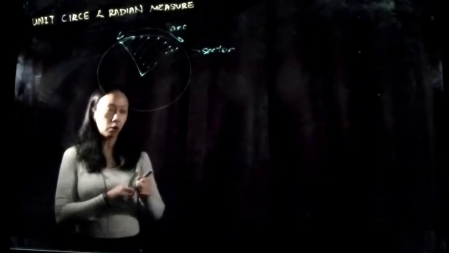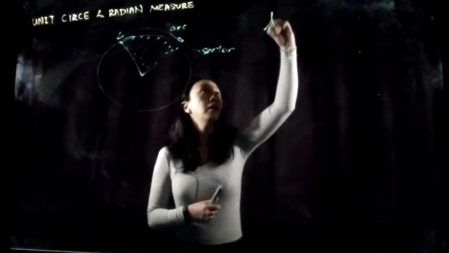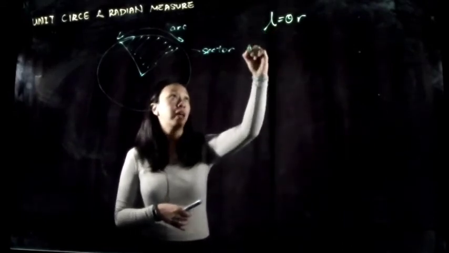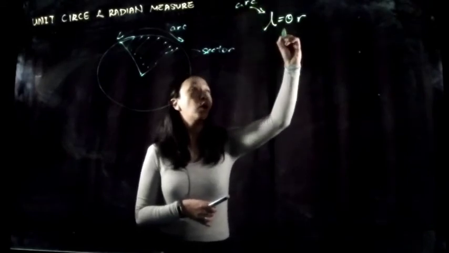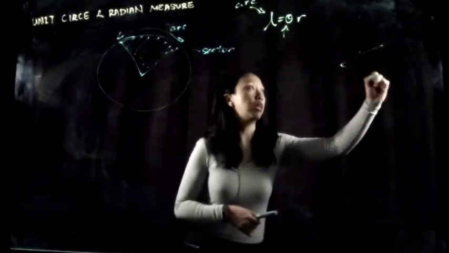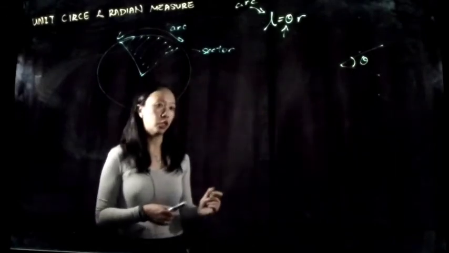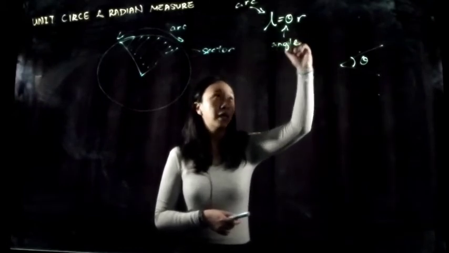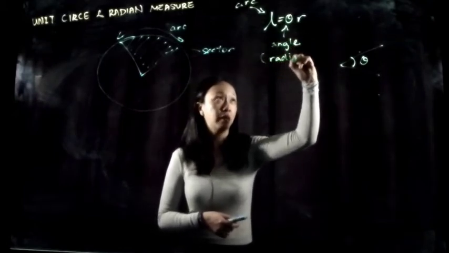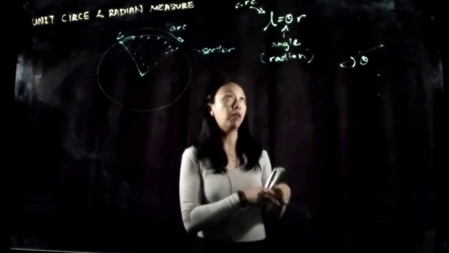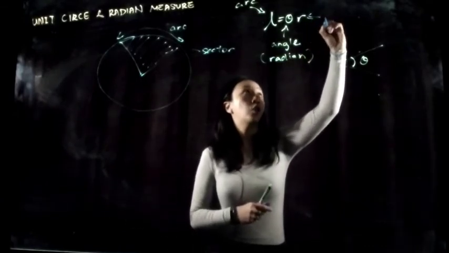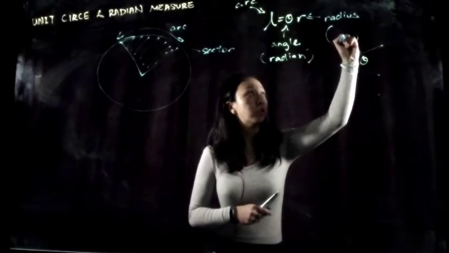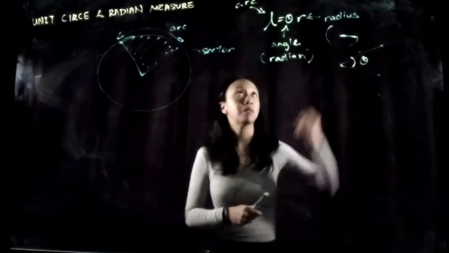So there is a formula to calculate arc length, and it is L equals theta r. What does this mean? L stands for length, which is the arc length. What about theta? Theta, as we have learned before this, is a representation of an angle. In this case, it is an angle in radian. What about r? R is your radius, the length of your radius.